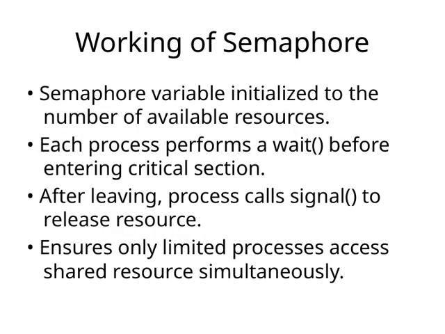Let's take a look at how a semaphore works in practice. First, we initialize the semaphore variable to the number of available resources. This setup helps us keep track of how many resources are free at any given time. When a process wants to access a shared resource, it performs a wait operation. Think of wait as a way of saying, I'm about to use a resource, so please check if it's available. If the resource is available, the process proceeds. If not, it waits until it becomes free.